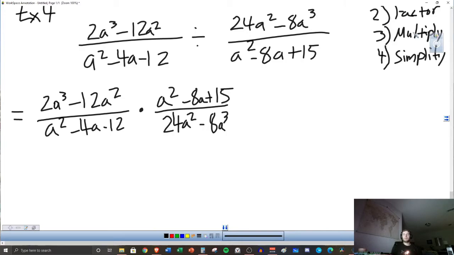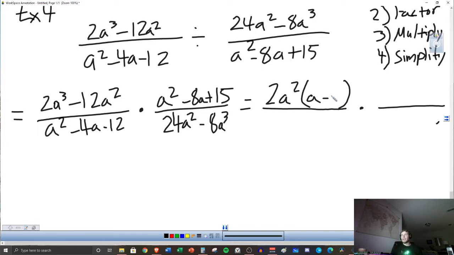Okay, next step 2, factor. All right, let's rewrite these factored. So up top here, there's a GCF. We're looking for GCFs first. Up top, 2a cubed minus 12a squared. Well, the GCF is 2, and then I can take out an a squared. So what's left inside of here? That's going to be a, and that's going to be minus 6.